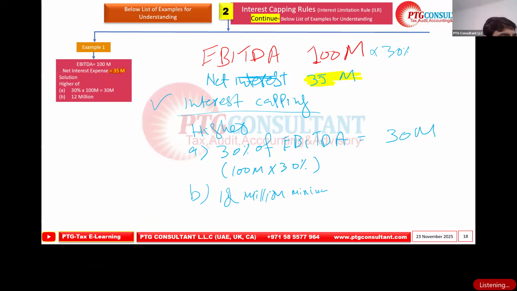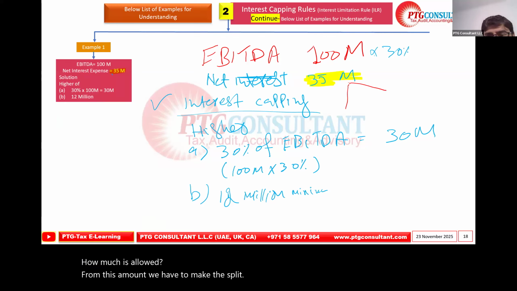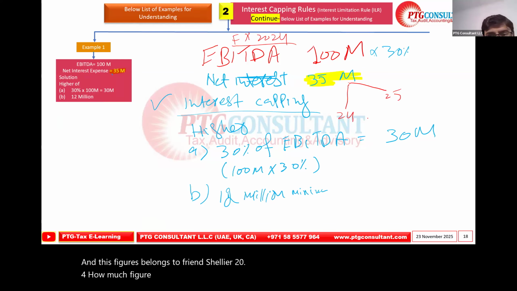How much is allowed? From this amount, we have to make the split. Let's assume this is 24 and this is 25, and this figure belongs to financial year 24. How much can we report in 24 and how much in 25?